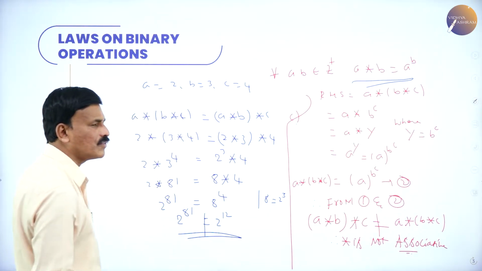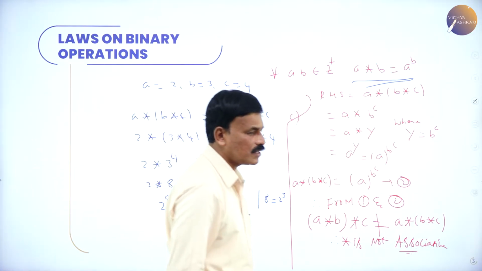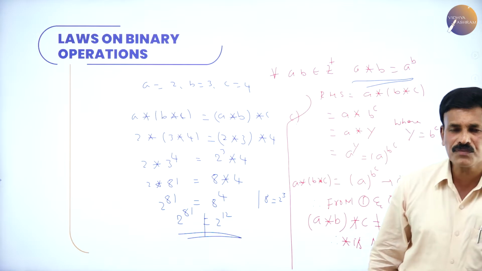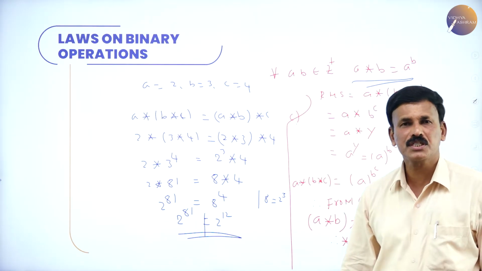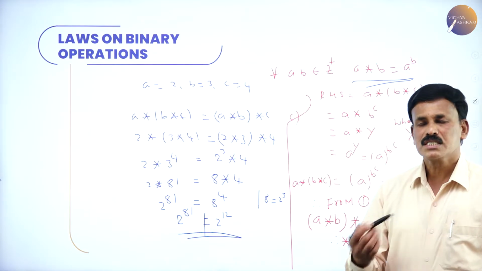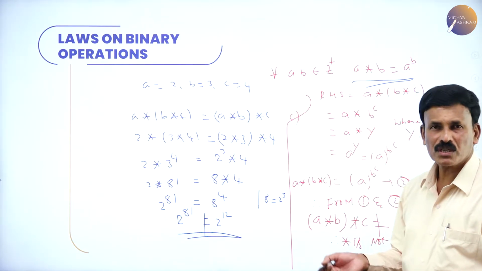They are not equal. If you consider A is equal to 2, B is 3 and C is 4, they are not equal. Okay. So, therefore, this is not associative. Star is not associative on R plus. That means star is not commutative as well as star is not associative.